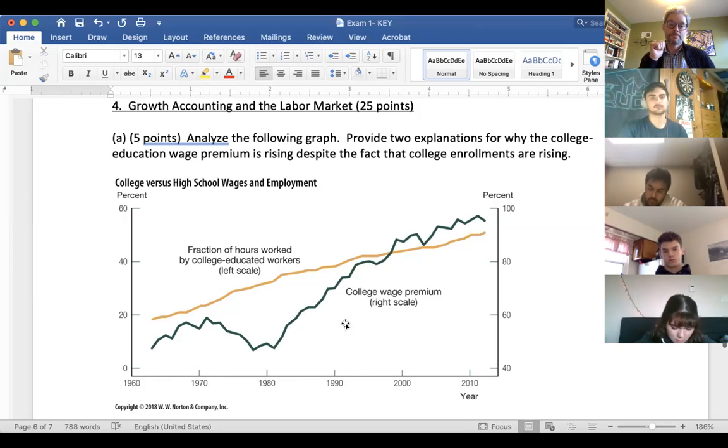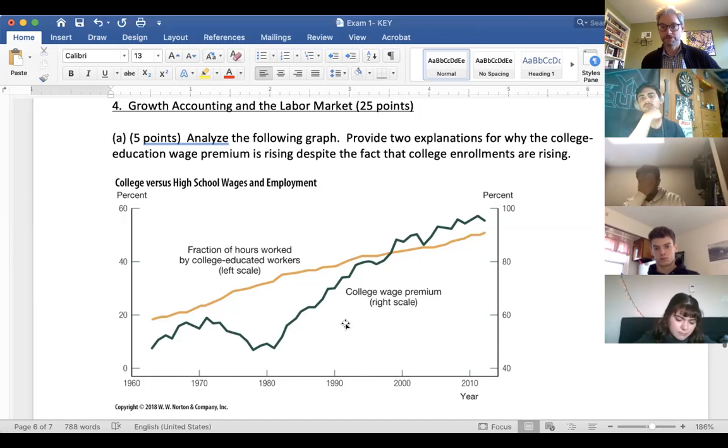Well, we talked about three things. We talked about technology that is rewarding education-intensive workers. We talked about globalization that rewards education-intensive workers. And we talked about the move to the service-based economy, which also requires more educationally intensive workers. So you needed to talk about two of those things that are driving up the labor demand for college-educated workers, and can explain this graph.